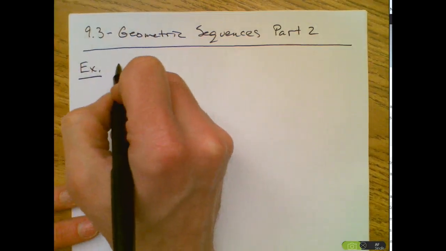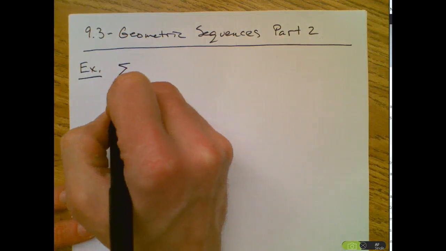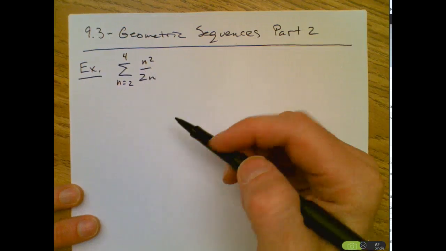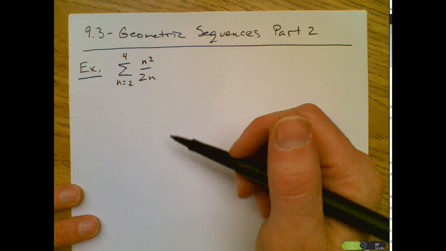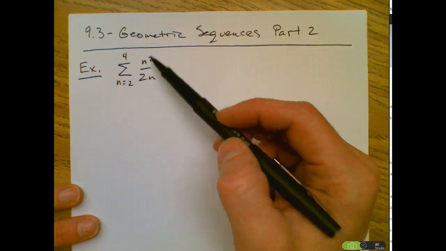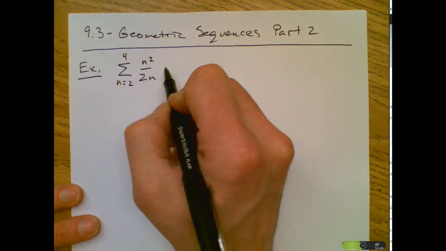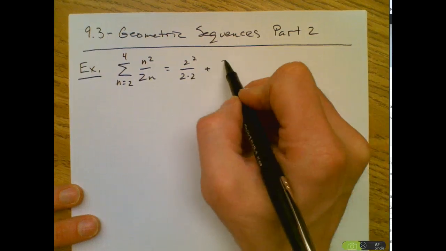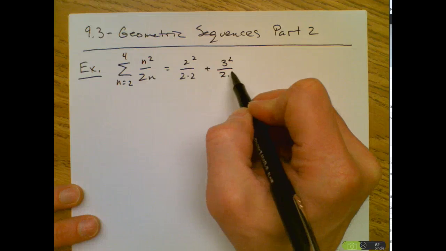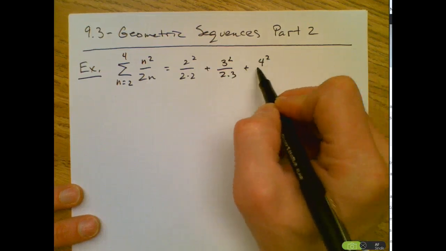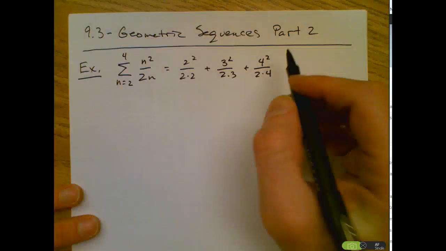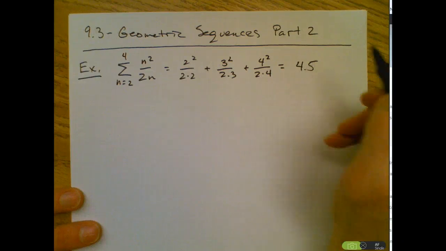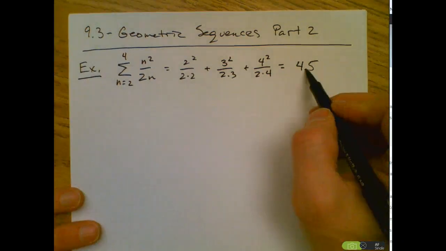Back in section 9.1 we would have looked at something similar to the sum as n goes from 2 to 4 of n squared over 2n. The only way that we knew how to solve this was to substitute in the numbers 2, 3, and 4 into our expression and then add it up. So starting with 2, we'd have 2 squared over 2 times 2, and then 3 squared over 2 times 3, and then 4 squared over 2 times 4. However you wanted to calculate this, hopefully I've got the right answer here. The sum of these three terms would be 4.5.